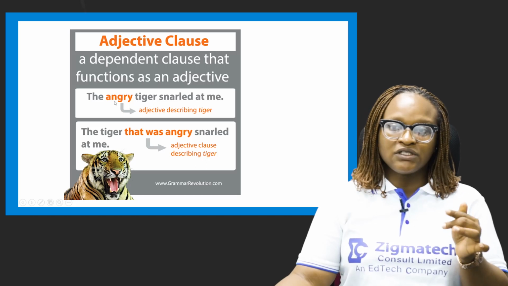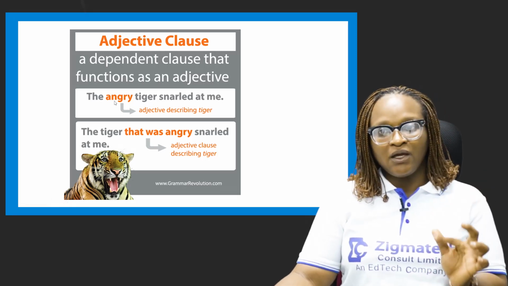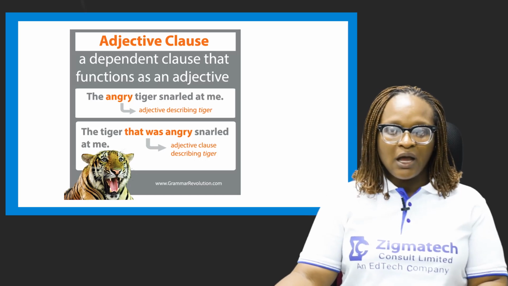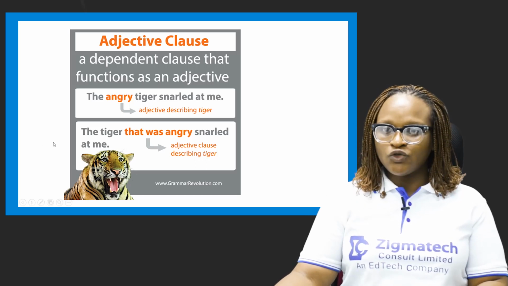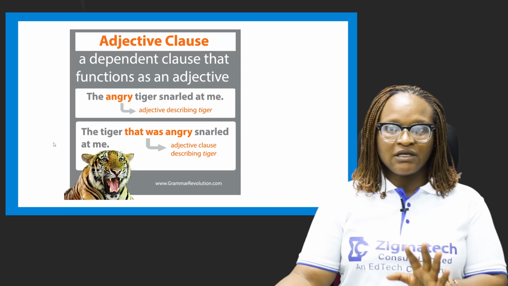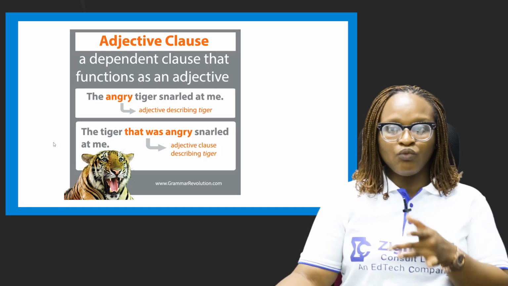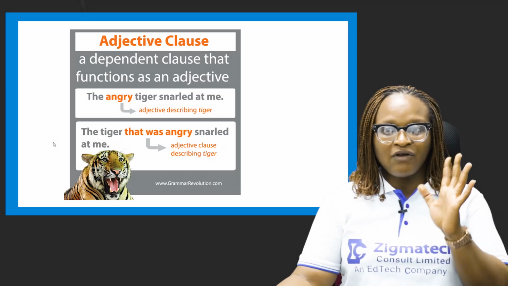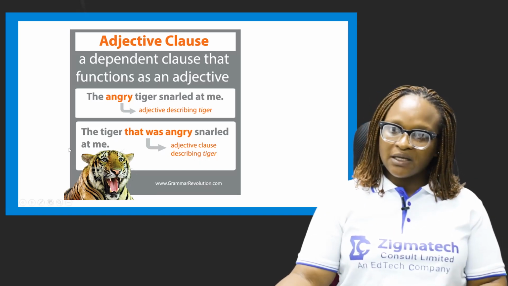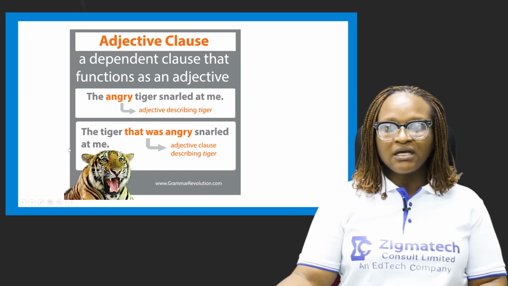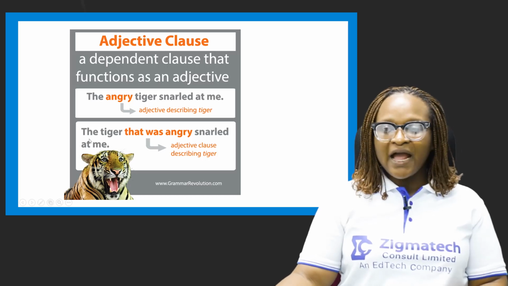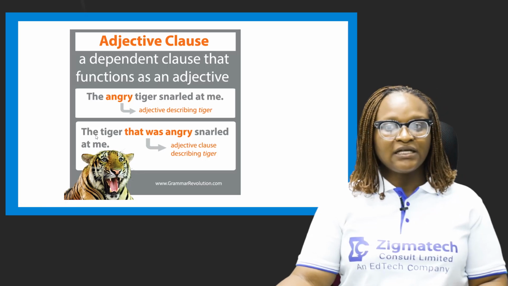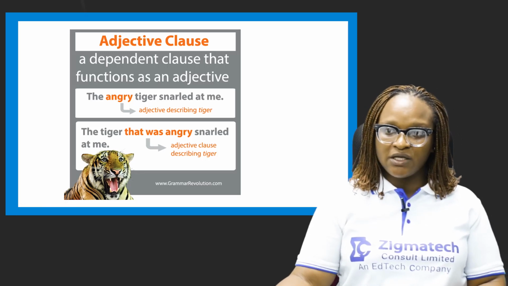So it tells us that there is this tiger. It is not just a tiger, but an angry tiger that snarled at me. Alright, so this is what it is. Adjectives describing a tiger. We cannot say that this is an adjectival clause. Alright, we just have an adjective. Well, now look at the second sentence. The second sentence says, the tiger that was angry snarled at me.